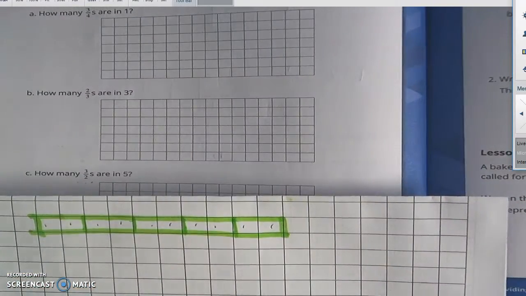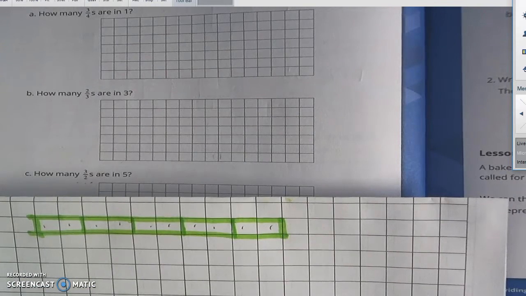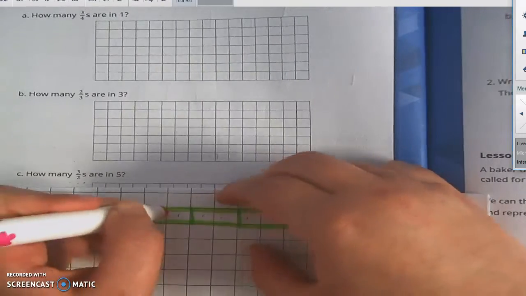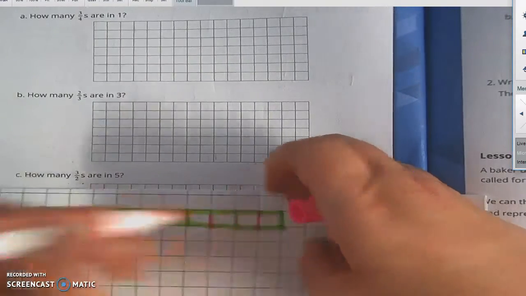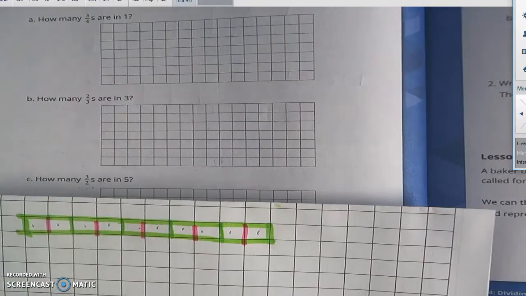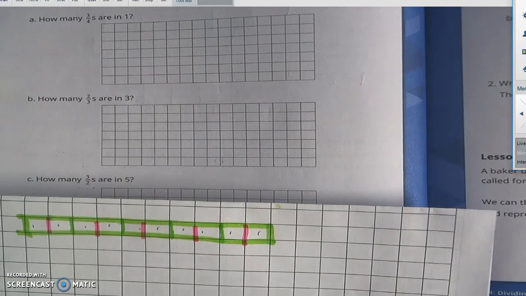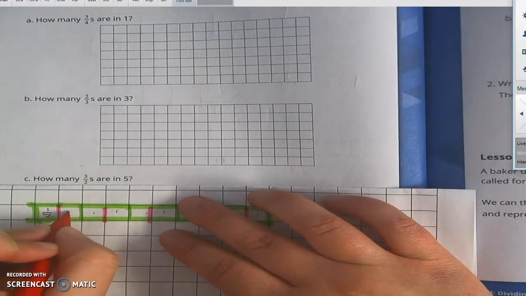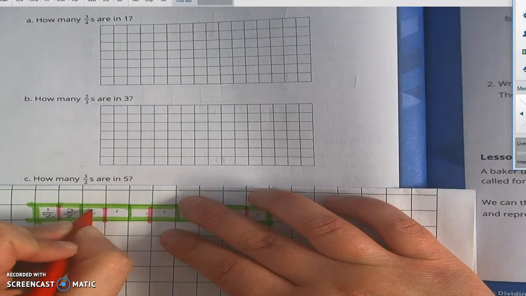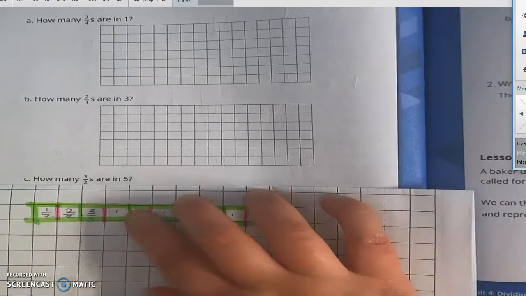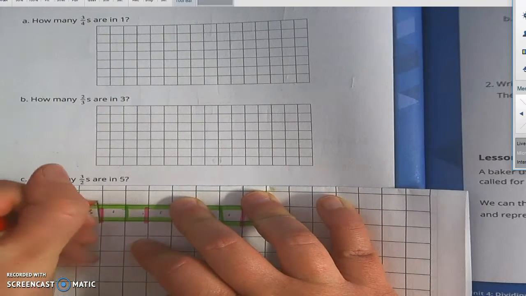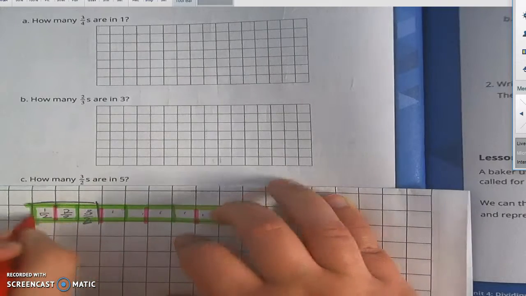And then I'm splitting it into groups of 1/2. So split each one in half. But I want 3 halves in each group. So I have 1 half, 2 halves, whoops, I put 3/3, 3 halves. So that is one group.